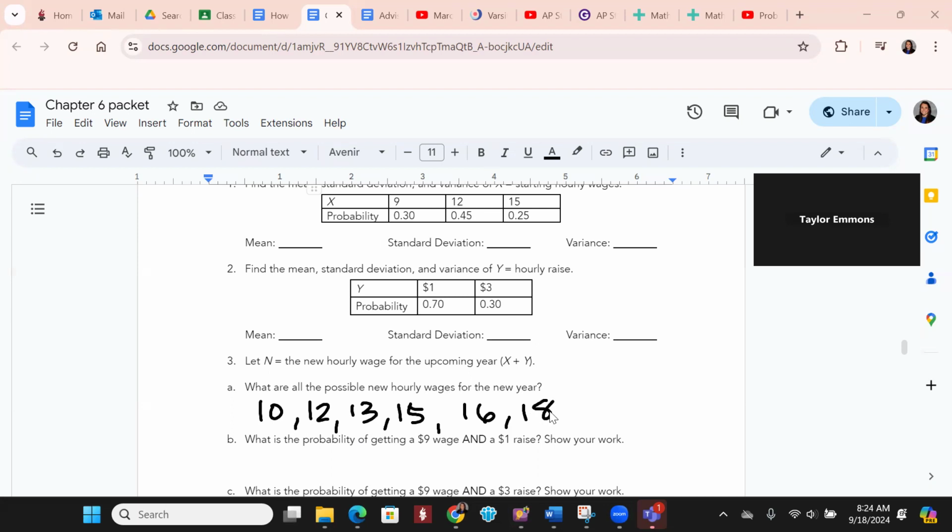So everybody see how I got that? I took my X options, I added them to my Y options. And normally you want to make a list. Like if they ask you for a list of things, you want to do it from least to greatest. Okay. What is the probability of getting a $9 wage and a $1 raise? Okay, so let's use the notation.